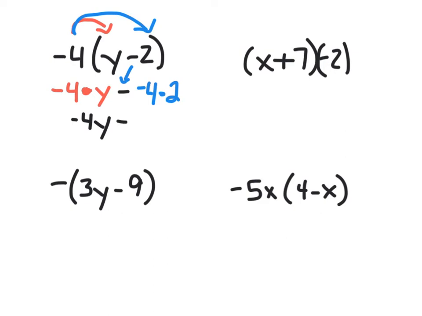And negative 4 times 2 is negative 8. You'll notice that we have minus a negative 8, which does turn out to be a positive. So if we wanted to simplify one more time, we get negative 4y plus 8.